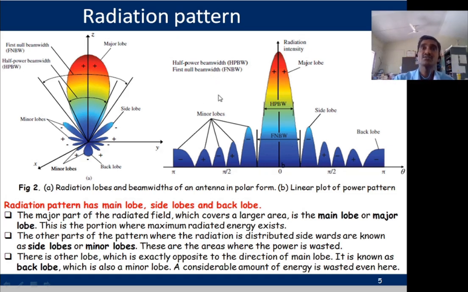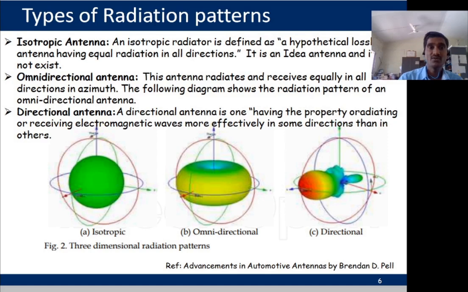And second is the first null beamwidth. The first null beamwidth is defined as the angular separation between the first nulls of the pattern, referred to as FNBW. So this is the FNBW. This is the first null, this is the first null. So this is the angular separation between the first nulls. In this way we can define the radiation pattern.